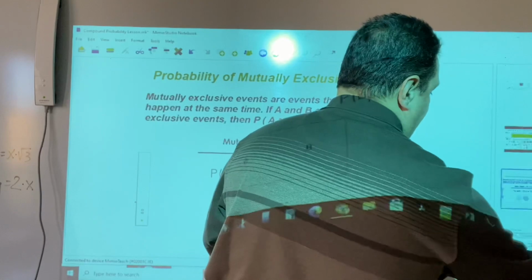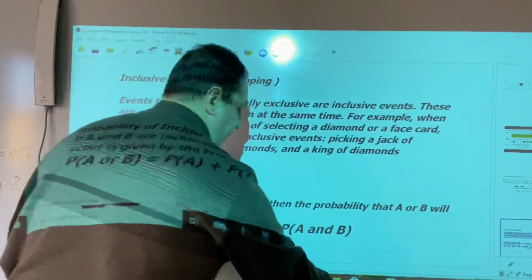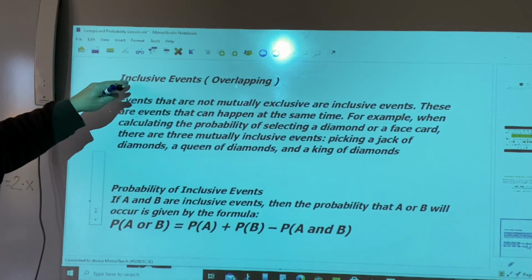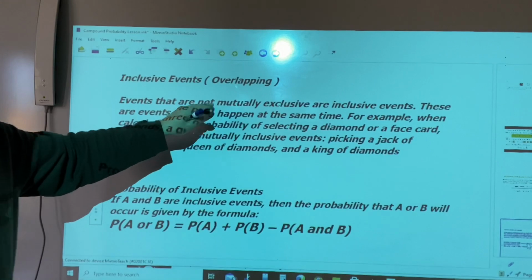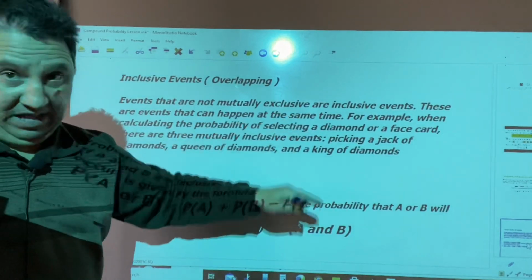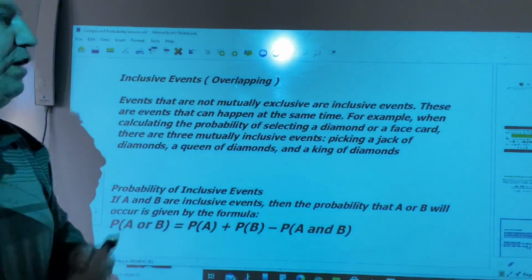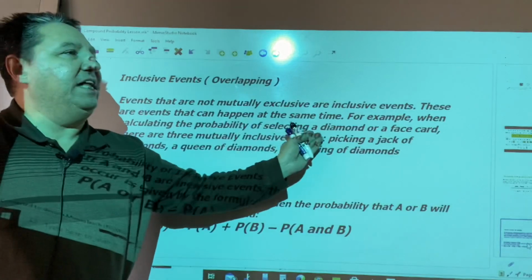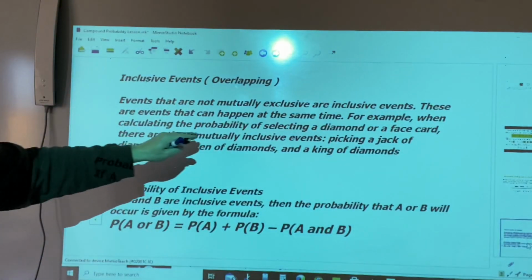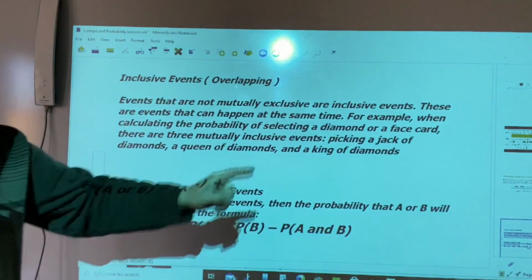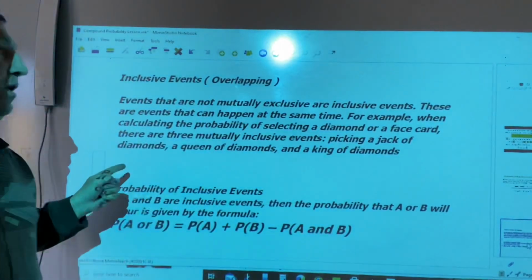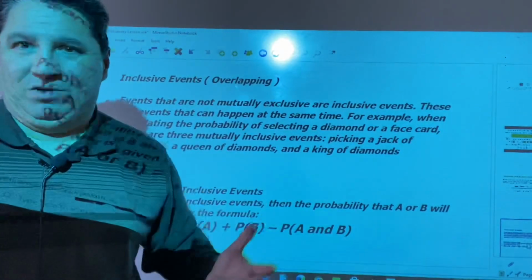Another special case is for so-called inclusive events, or overlapping events. Inclusive events are events that are not mutually exclusive. These are events that can happen at the same time. For example, when calculating the probability of selecting a diamond or a face card from a deck of cards, there are three mutually inclusive events: picking a jack of diamonds, a queen of diamonds, or a king of diamonds. All of these events are possible.